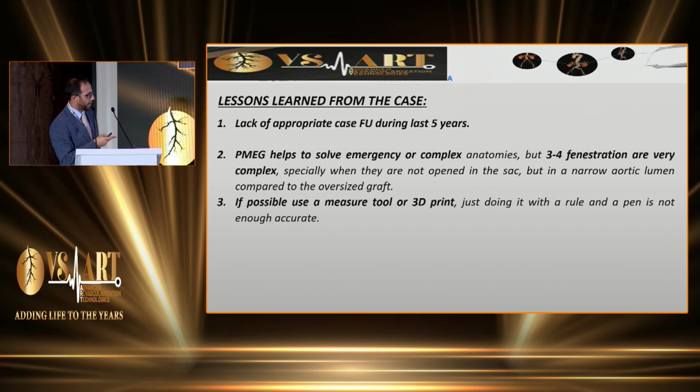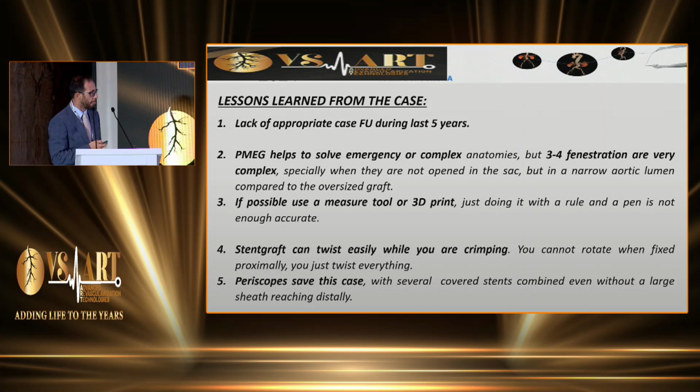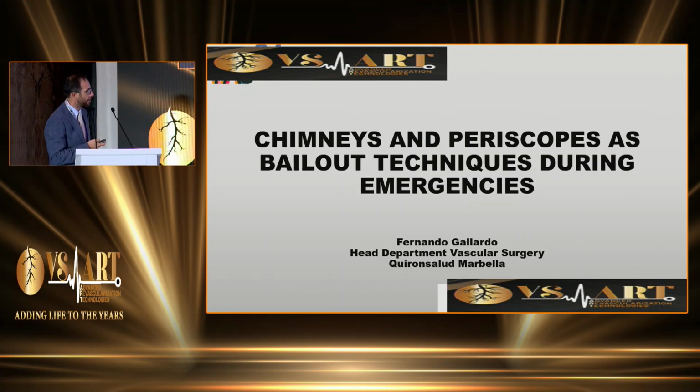Here, it's better to use better tools to plan and size than just a paper and a hand. So 3D print is coming, and new tools to measure this device are coming also. And we need to understand that stent grafts, when we do these maneuvers, opening and crimping again, can twist easily. And if they are twisted, it is very difficult to solve. In this case, periscope saved the case because this plan B was in mind.